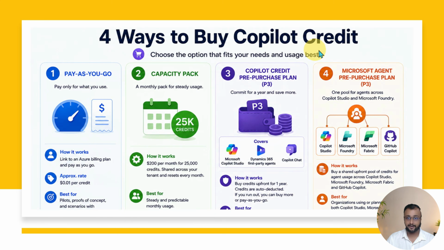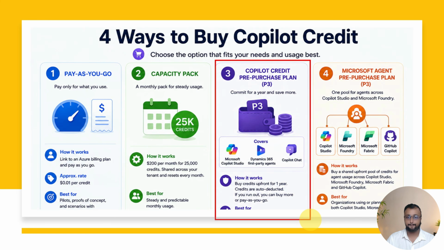Okay, now the third plan, which is a very amazing plan, is called the Copilot Credit Pre-Purchase Plan. Pre-Purchase Plan's short form is P3. Now, what is this particular plan? This plan is basically a commitment for a year, and you can save more money from it. Now, let me tell you exactly what type of credit this Copilot Credit Pre-Purchase Plan is offering. Not only Copilot Studio, but your Copilot Chat, which is your M365 Copilot Chat, and D365 first party agents are also covered in the same credit.